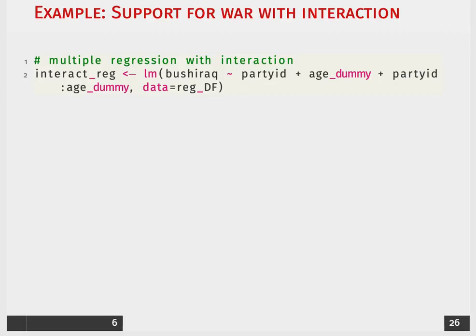All right, so let's go ahead and fit our regression in R using the lm function. Remember, our outcome is support for Bush leading up to the Iraq War. So Bush-Iraq is the outcome. And our two covariates from last time are party ID and the additive effect of age. And now what we're adding in is that third estimated coefficient, the interaction between party ID and age dummy.